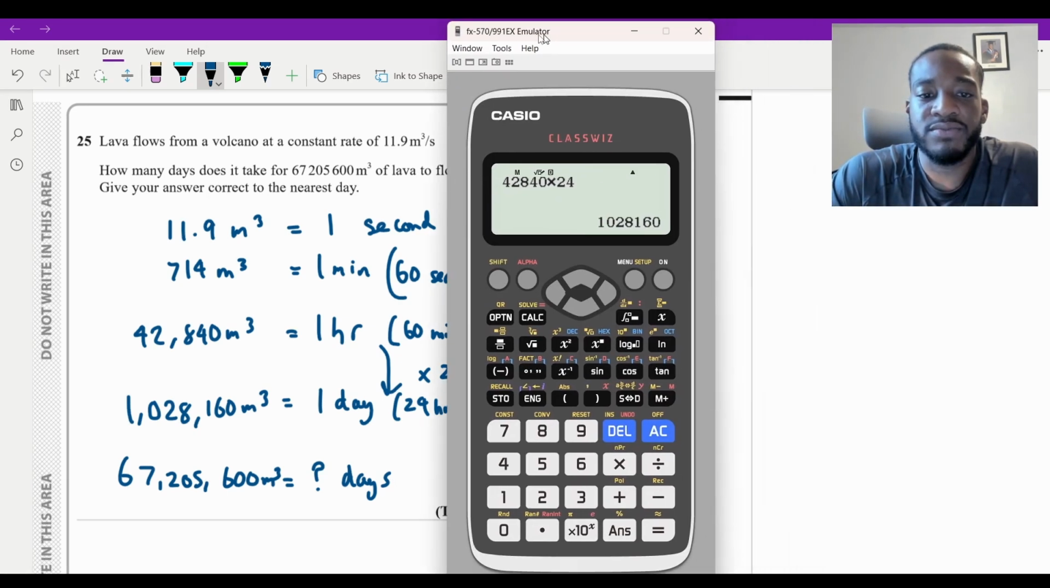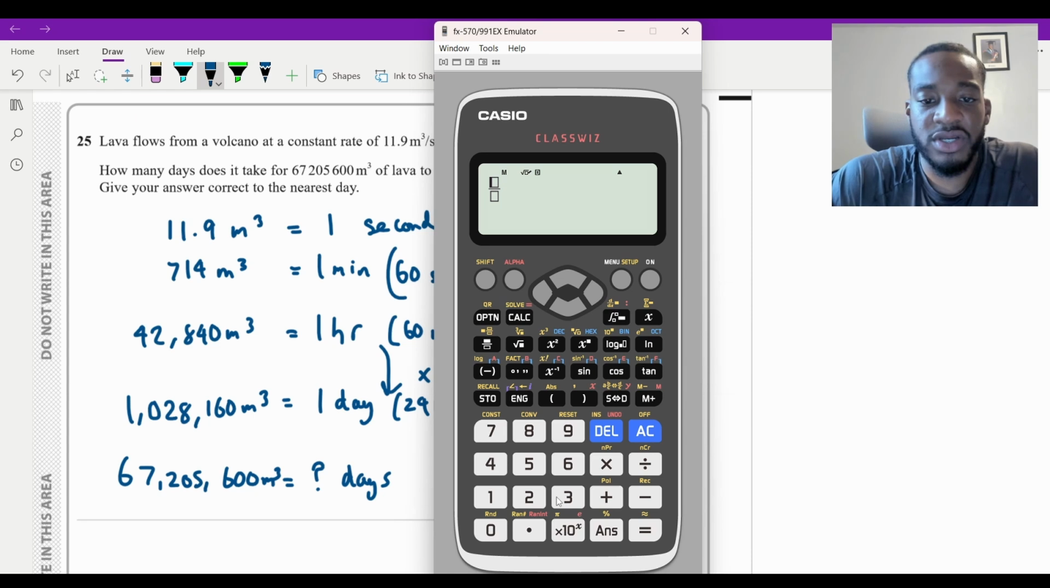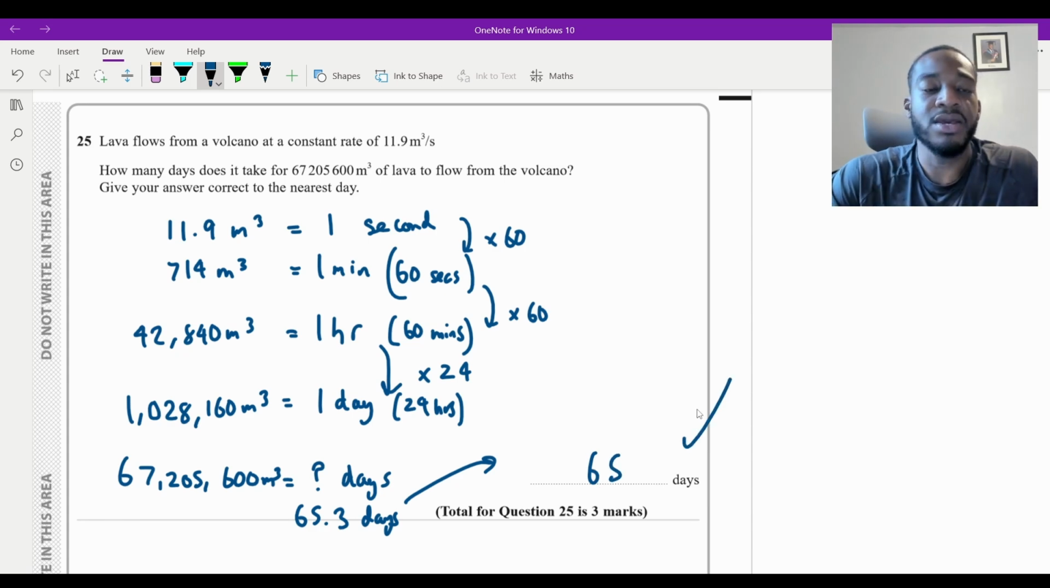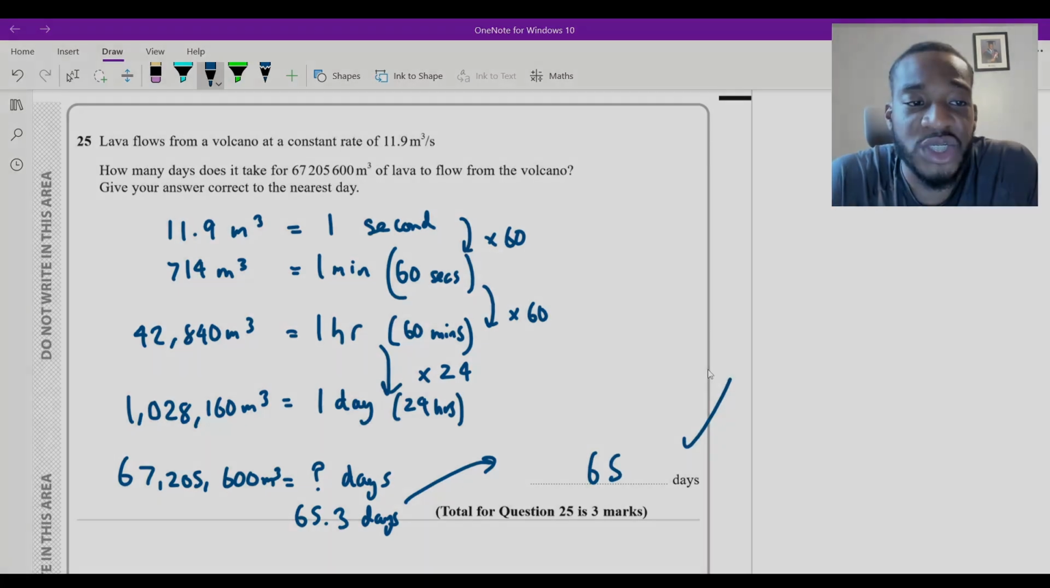So I'm going to get a fraction, 67,205,600, and I'm going to divide this by 1,028,160, and that gives me 65.3 days, essentially 65.3 days. The question asks us to give it correct to the nearest day. That's just going to be to the nearest whole number, which is just 65 days. And that's it. And that's question 25 finished.